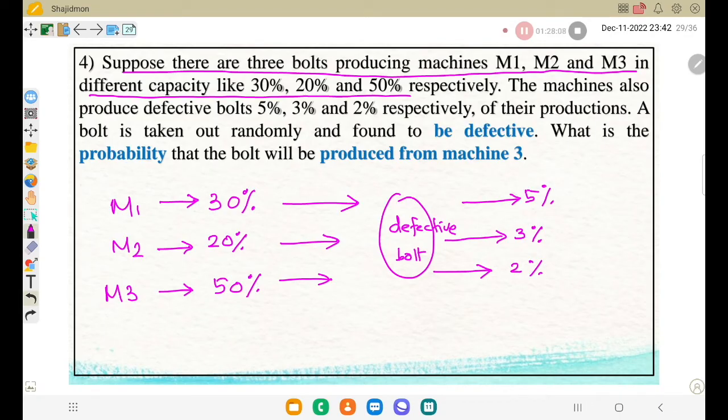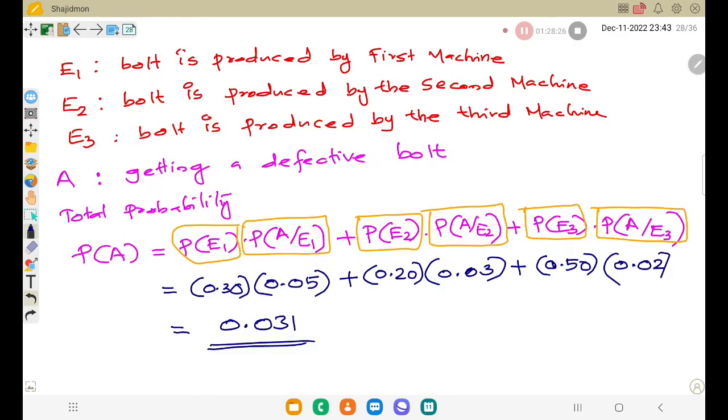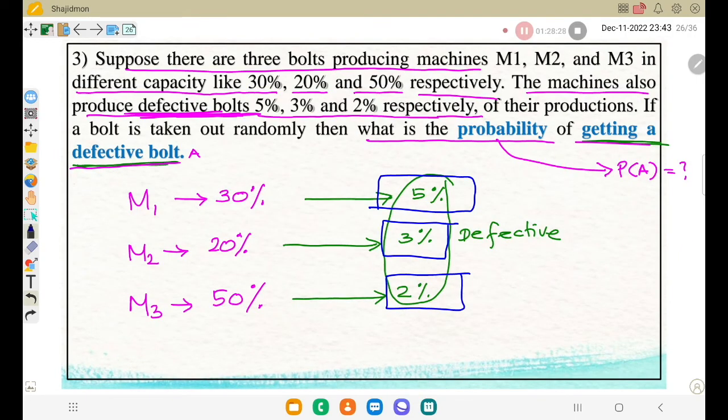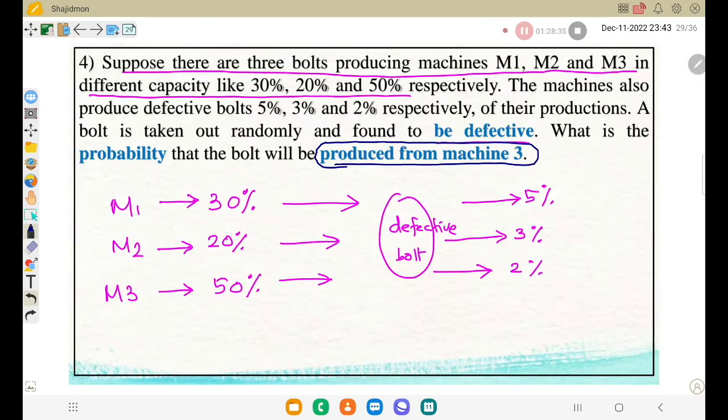respectively of their production. A bolt is taken randomly and found to be defective. So defective bolt, that is the event A. What is the probability that the bolt was produced by machine 3? See, produced from machine 3. In the previous question what was it? Before, it was the probability of getting a defective bolt, that is probability of A. But here what is the question? What is the probability that the bolt was produced from machine 3?